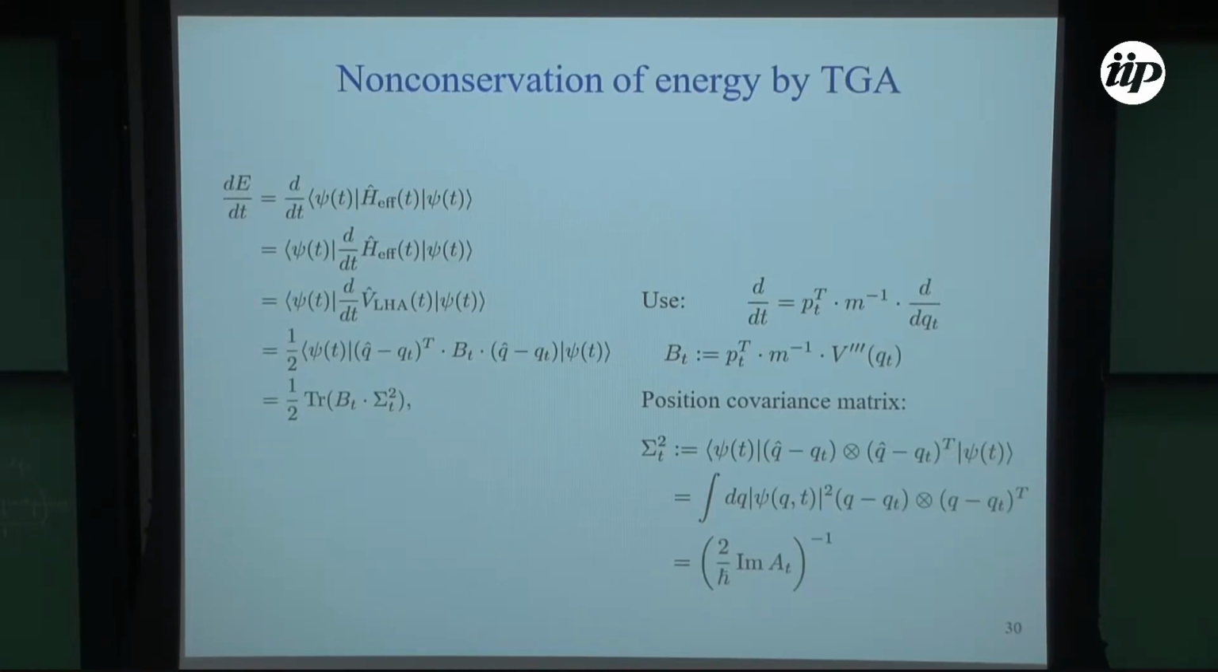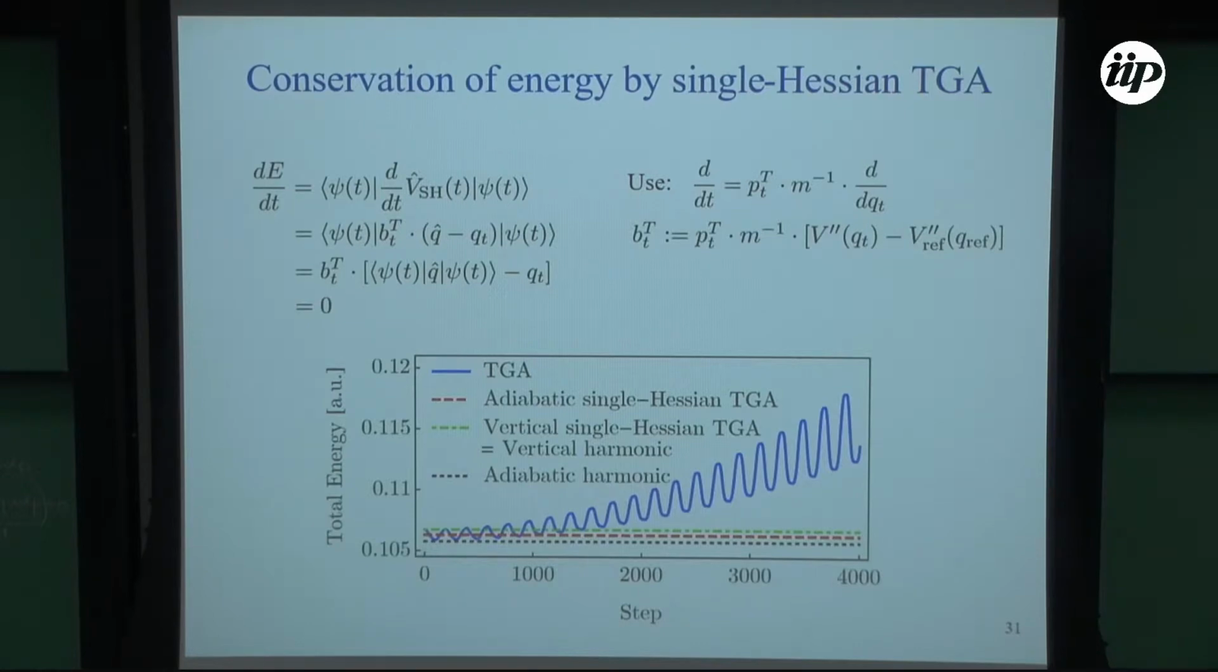So the energy is not conserved, but the single Hessian thawed Gaussian approximation, even though it has a time-dependent effective potential, actually does conserve energy. It is a little bit funny. If you do the same procedure, you will find out that the derivative is proportional to this expectation value, but this b_t is just a vector which you can take out of the expectation value. It's a vector of numbers. It's not an operator. And the expectation value of q is exactly q_t, so this thing cancels, and you get 0. And you can see it nicely in this picture that the TGA energy grows, but if you use the adiabatic global harmonic approaches, or the single Hessian TGA, the energy is exactly conserved.